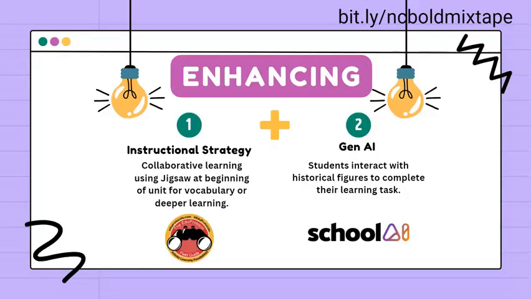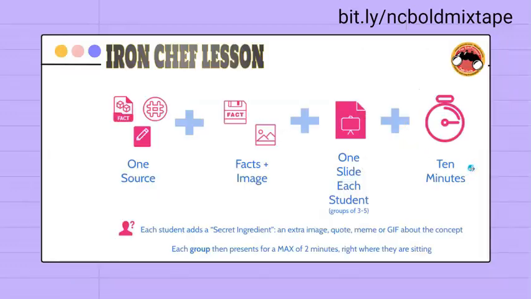In this case, I'm going to model how you can do that with a unit for vocabulary for deeper learning. And one of the tools we're going to be doing that is utilizing School AI for students to actually interact with AI. So how we're going to do that, here's what we're going to do. We're going to do the Iron Chef lesson. What the Iron Chef lesson is, it's a timed activity, but students will work in groups with one source of information.